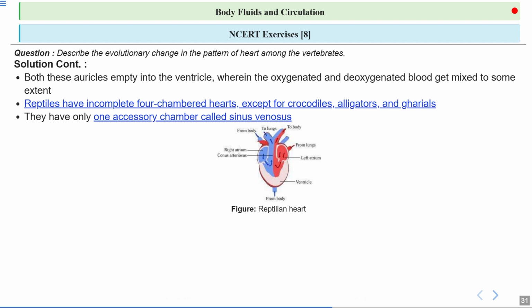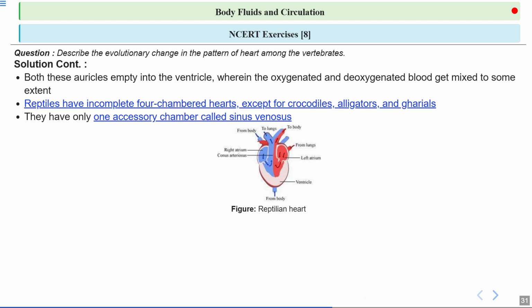Here you can see this is the typical reptilian heart. The reptilian heart has three chambers, two atria and one partially divided ventricle, which result in some mixing of oxygenated and deoxygenated blood. The main exception here is the crocodile, which has a four-chambered heart, similar to birds and mammals. Now, the three-chambered design in the reptiles represents an evolutionary step between the amphibian heart and the more efficient four-chambered heart of the mammals.